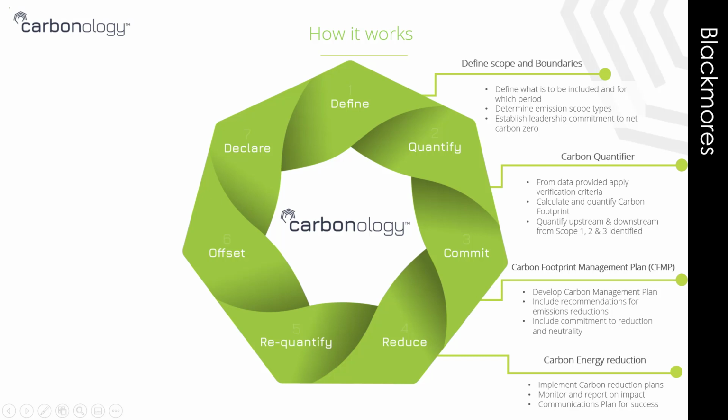So now that you've understood what your carbon footprint is, the next natural stage is to look at ways to be able to reduce it. So you would already set out in your carbon management plan ways to reduce your carbon footprint, and this is where you need to put that into action. So you need to implement the carbon reductions and also have mechanisms to be able to monitor and report on that impact. And of course you need to communicate that internally and externally where applicable.